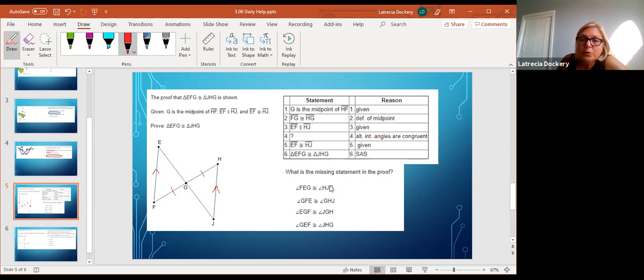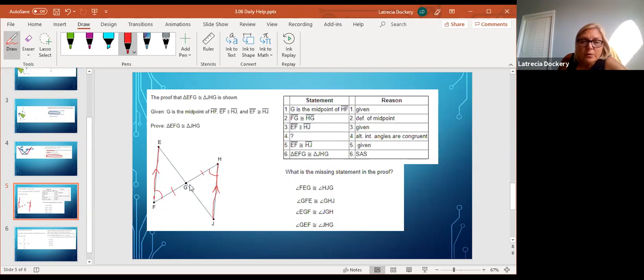We're trying to figure out just what congruency statement would be correct. If we have EF, and sorry, didn't mean to write that. We have EF and HJ as parallel lines. Then that tells us that FH could be a transversal. And that would mean that the alternate interior angles are here, and they would be congruent.